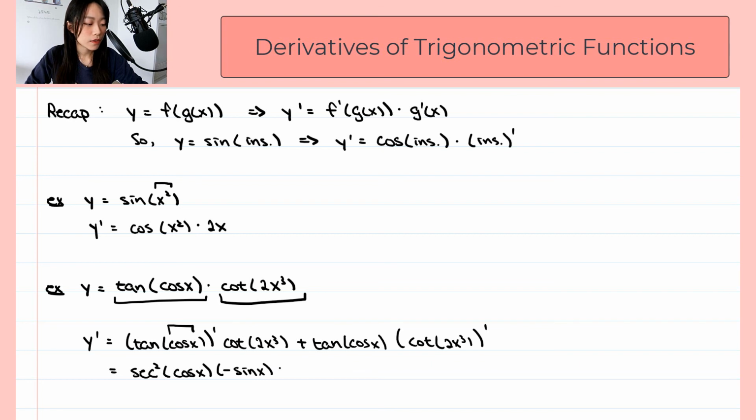Then we continue the equation times cotangent of 2x cubed plus tangent of cosine of x times the derivative of cotangent of an inside function, 2x cubed. And the derivative of cotangent is negative cosecant x squared. But here instead of x, we have the inside function, 2x cubed. Then times the derivative of 2x cubed, which is 6x squared.